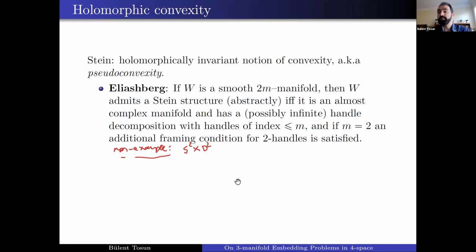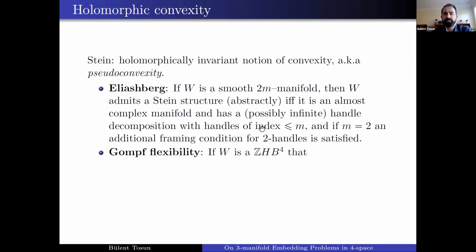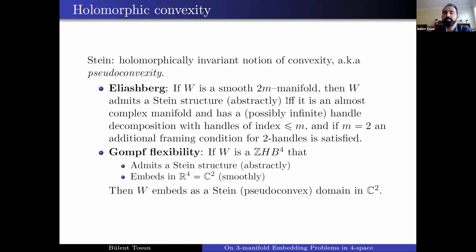Anyhow, we will be interested in domains that are sitting inside C2 and being Stein with respect to the complex structure from C2. For that, luckily we have a result due to Lisca. It's actually a much more general result, but I will just use a very special case of it. Namely, if W happens to be an integral homology ball, and as long as it admits a Stein structure abstractly, so that it satisfies this criterion here, and that it embeds in R4 smoothly, then indeed you can make W embed as a Stein domain in C2.